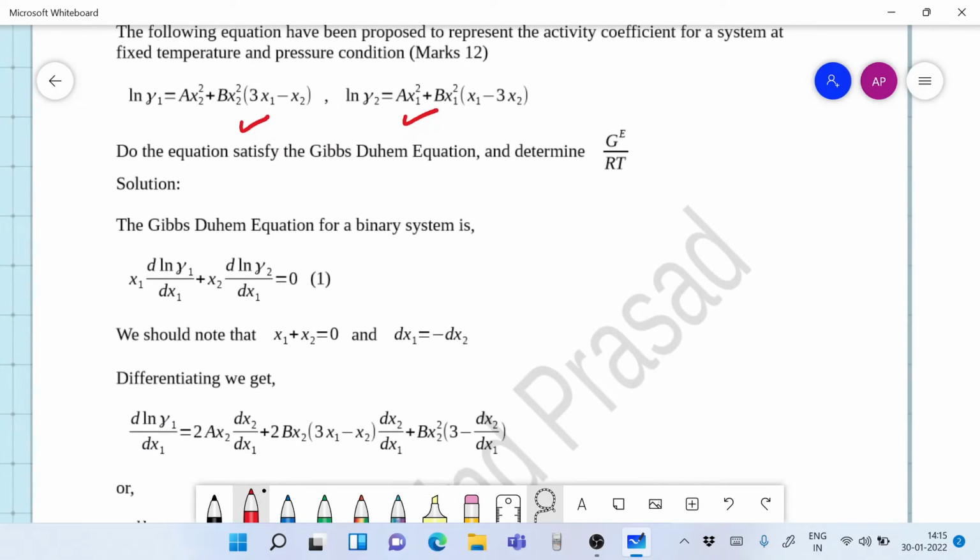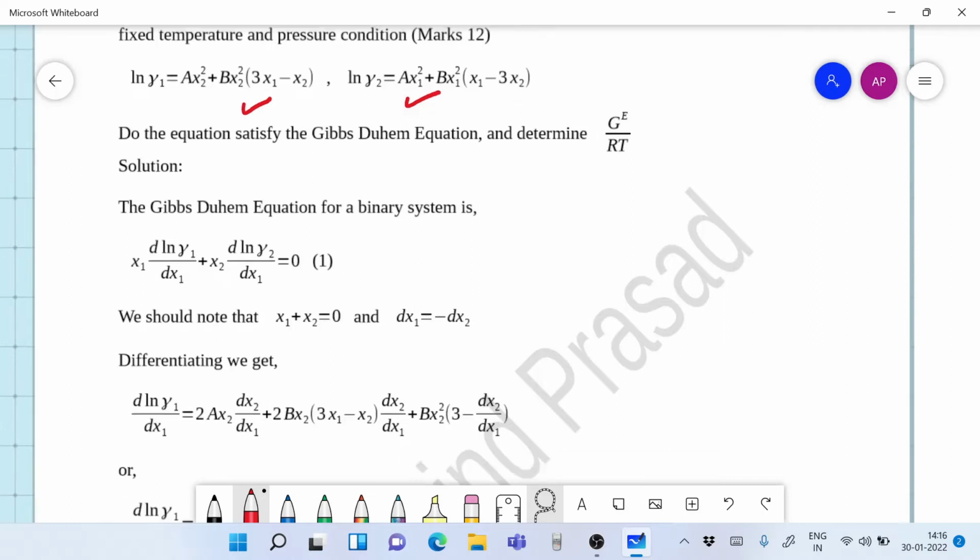So the Gibbs Duhem equation for a binary system is x1 d ln gamma 1 by dx1 plus x2 d ln gamma 2 over dx2 is equal to 0. Now we should note that for a binary system x1 plus x2 is equal to 1, and dx1 is equal to minus dx2. Well, that's natural. If you differentiate it, you will get this.